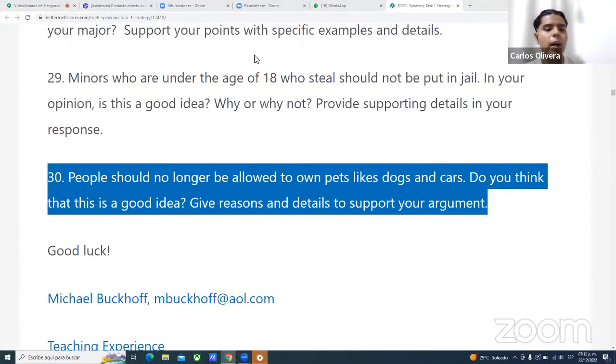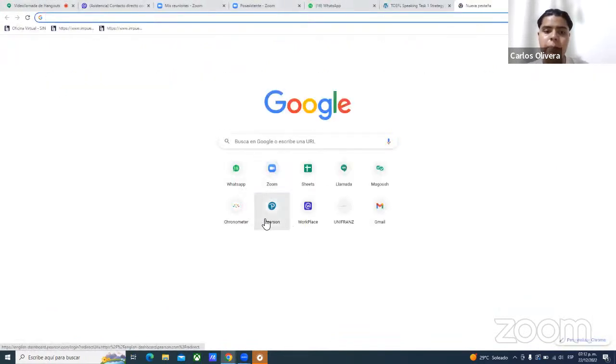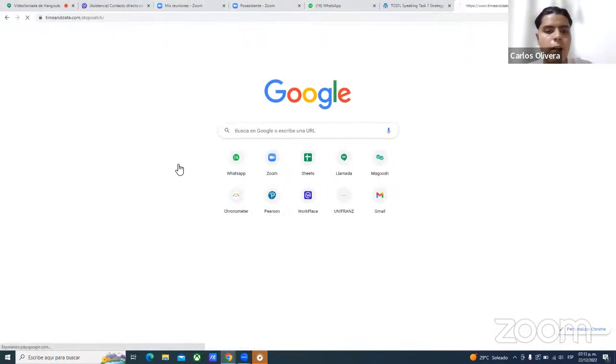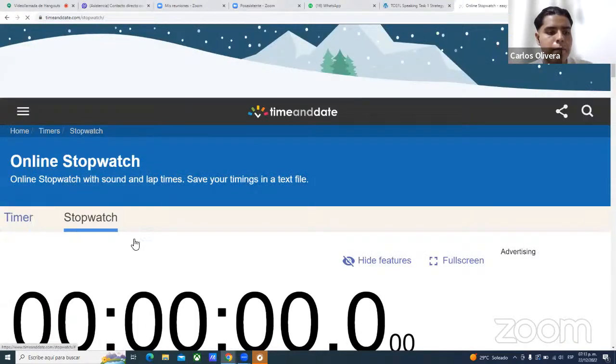Well, I'm going to read the question. You know that after I read, I'm going to start with 15 seconds. And please get used to this because this is how it works on the exam as well. You don't have more time. Everything is very quick, okay? So let's go.